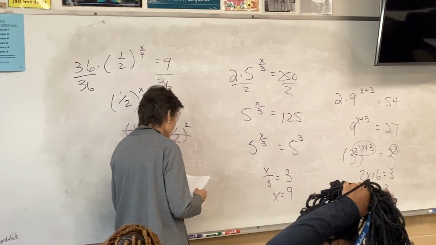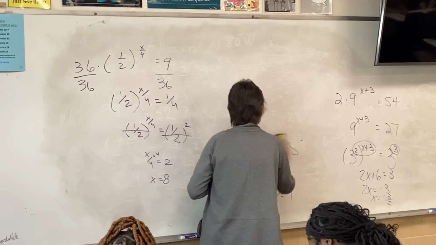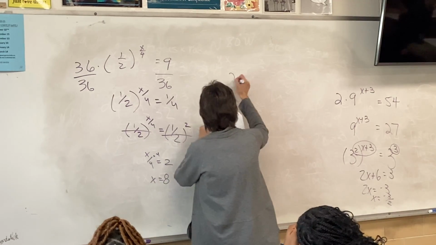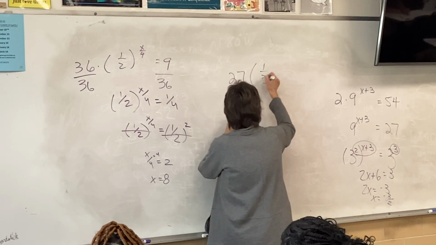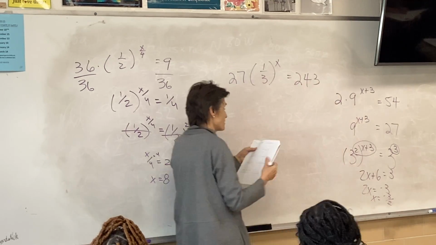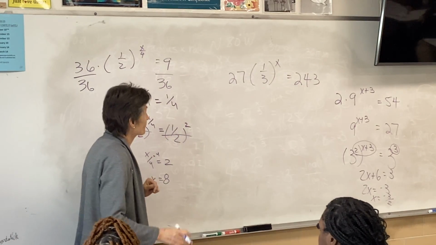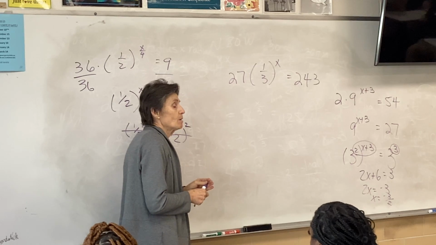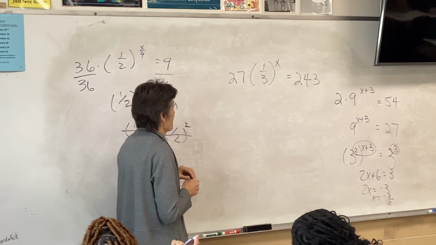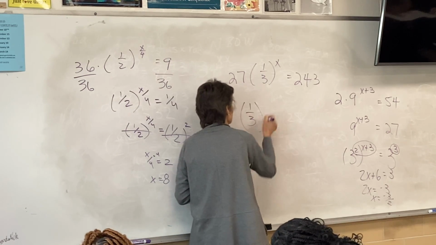Okay, I want to do one more of these because H has a little bit of trickiness in it. So I want to do this one together. We have a short period, so we don't need to do every single problem, but I do want to do this one. This is H. What is the first step? Divide by 27. So 1/3 to the x equals 9.